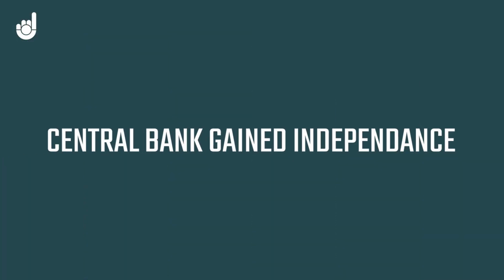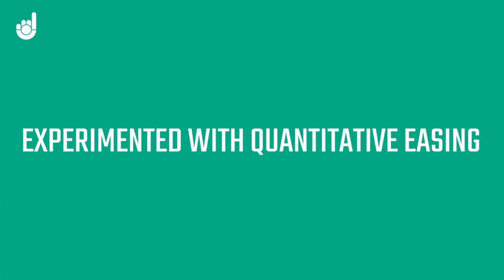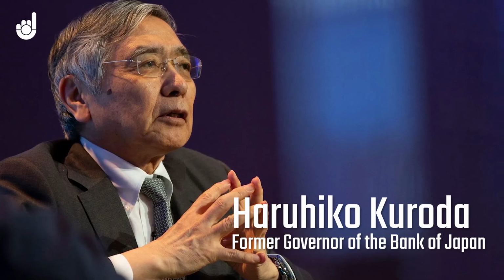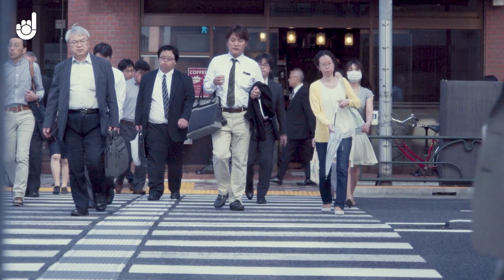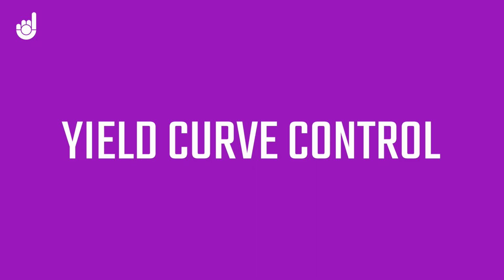Several key events have happened since then. The BOJ became independent, they dropped interest rates to 0% and experimented with quantitative easing, QE, but nothing seemed to work. Then in 2013, Kuroda became the new governor. He wanted to end deflation once and for all. There was more QE, he even adopted negative interest rates, and then around 2016, they started using yield curve control.